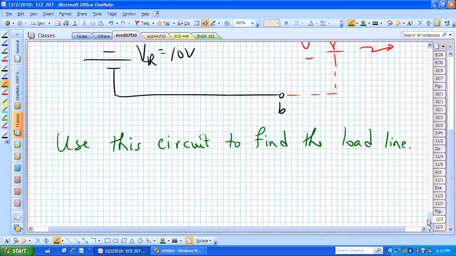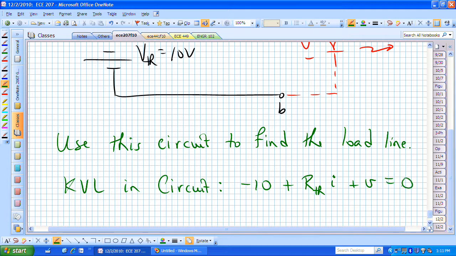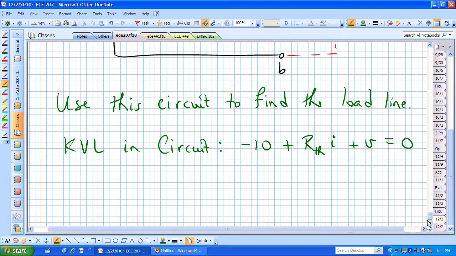In doing that, if we write KVL in this circuit, hopefully now it's clear that that's minus 10 plus R Thevenin I plus V is equal to 0. And that's our equation that we need, or we now have a linear equation. We can plug in a value for current and a value for voltage, and try to find the respective voltage and current values and sketch our straight line with that information.